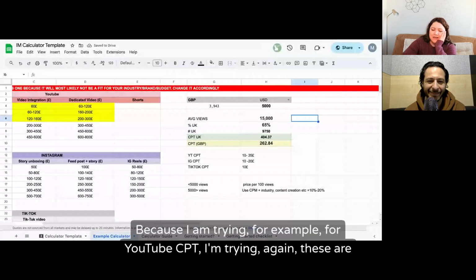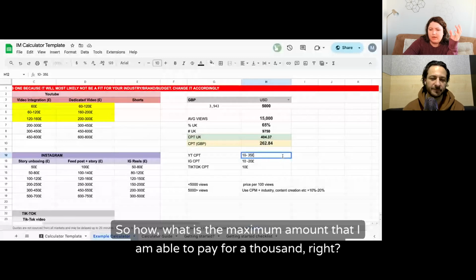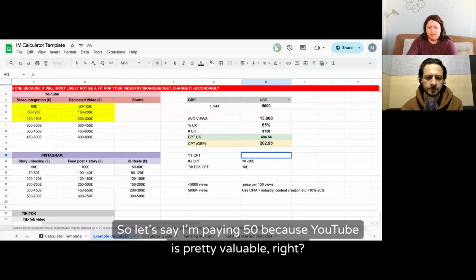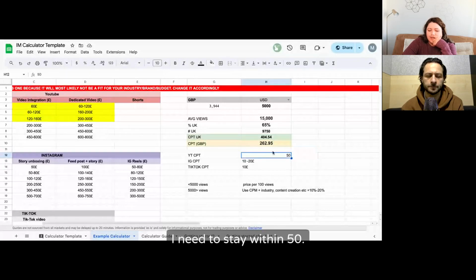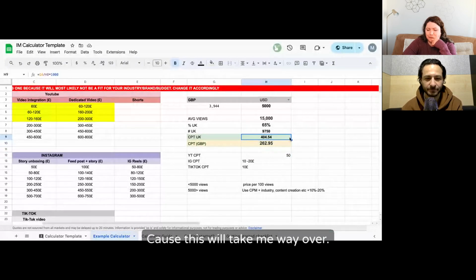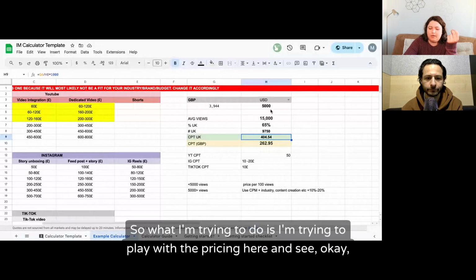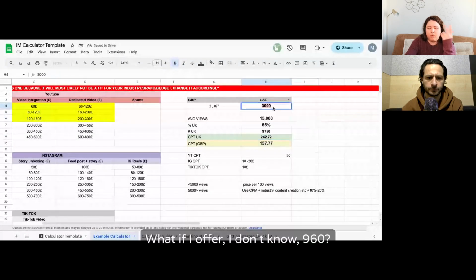that's not good, right? Because I am trying, for example, for YouTube CPT, again, these are random, these are baselines that you should set for yourself. So what is the maximum amount that I am able to pay for 1,000, right? Over that 5,000 mark. So let's say I'm paying 50 because YouTube is pretty valuable, right? Let's say I'm in a niche industry, I'm paying 50. So I need to stay within 50. So I can't pay this amount, right? Because this will take me way over. So what I'm trying to do is play with the pricing here and see, okay, what if I offer them 3,000? That would bring me closer, but not close enough. What if I offer, I don't know, 960? Okay.